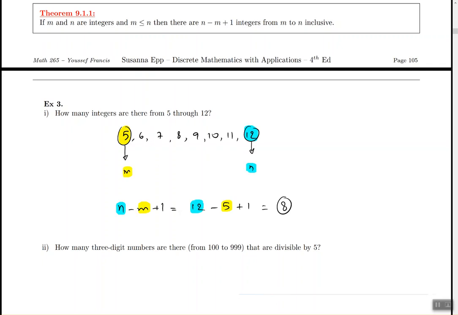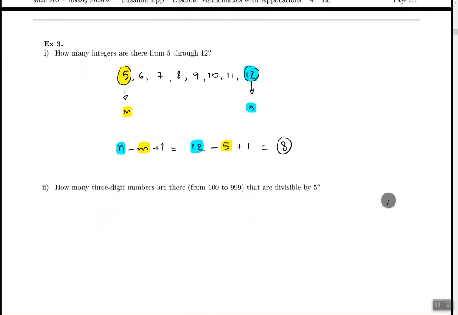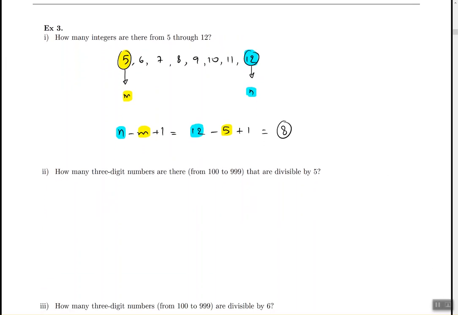So let's see how we can use this to do something a little more interesting. For example, how many 3-digit numbers from 100 to 999 are divisible by 5? Just as a reminder, to be divisible by 5, you have to end with a 0 or a 5. For example, 10 can be divided by 5 because it ends with a 0, and 15 because it ends with a 5. What about 14? It does not divide by 5 because it does not end with a 5 or a 0.